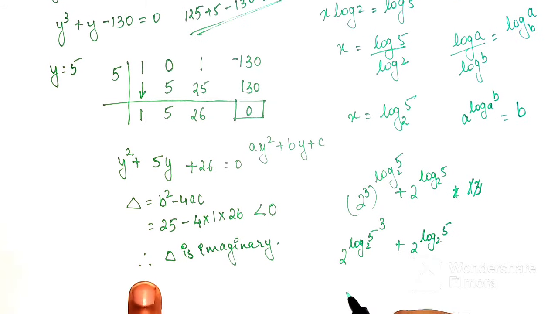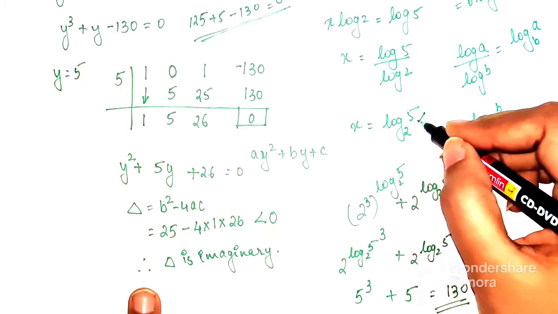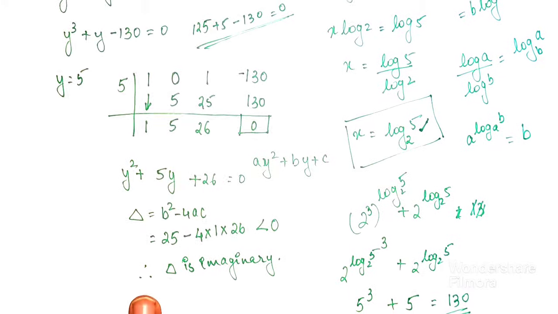So here I can write this as nothing but 5 cube plus 5, and this is nothing but 130. So we can say that the value which we got is absolutely correct. So this is my final answer for this particular question.